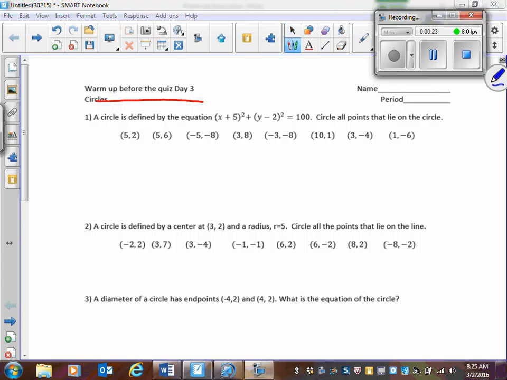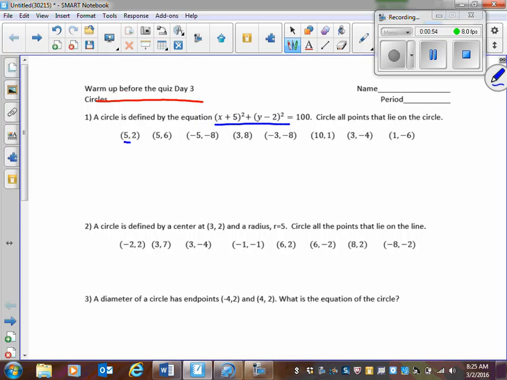So the first question is, a circle is defined by the equation (x + 5)² + (y − 2)² = 100. Circle all points that lie on the circle. So one option you have is to just go ahead and plot those points and see the coordinates and see if any one of them would match and see if it would actually be on the circle. I'll show you that method, but let me show you the other method.